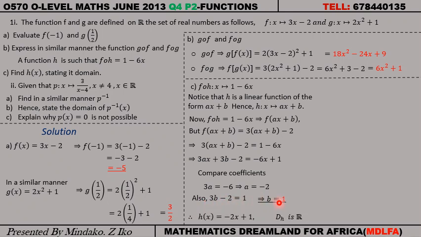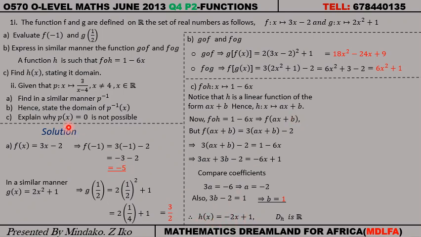Therefore h of x is equal to negative 2x plus 1. Why negative 2x plus 1? Because my a is negative 2 and my b is 1, so I come to the function h of x: my a is negative 2, I put negative 2 here, and my b is 1, I put 1 here. That is why h of x is equal to negative 2x plus 1.